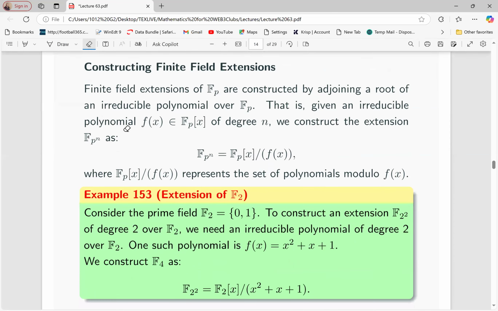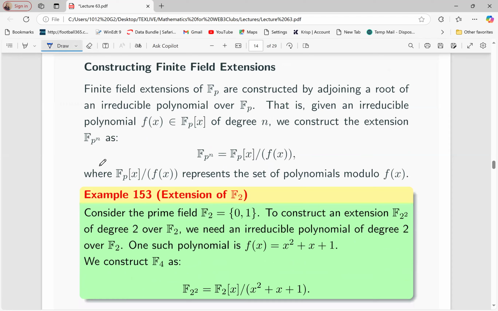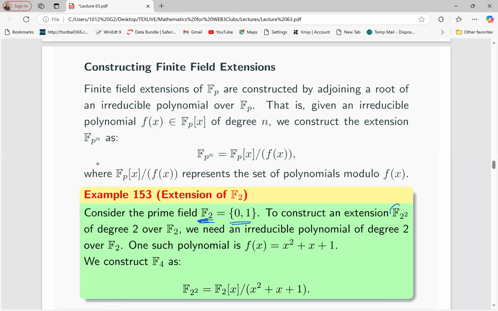Given a field, I'm considering this example. My field is this, and we know what it means. The question is, can you get an extension of this field? And that extension, I want it to be F mod 2, then 2. This is just the same as F4. We had F2. Can we create F4 out of it?